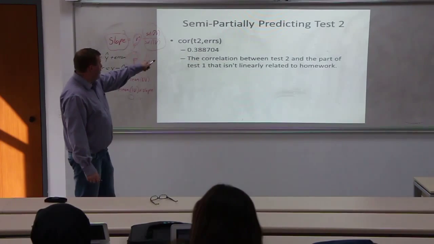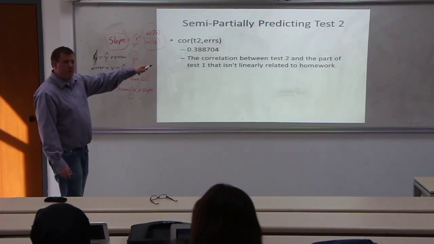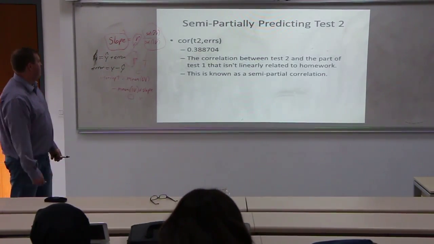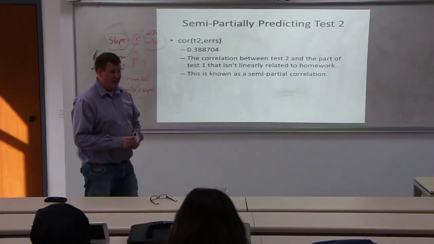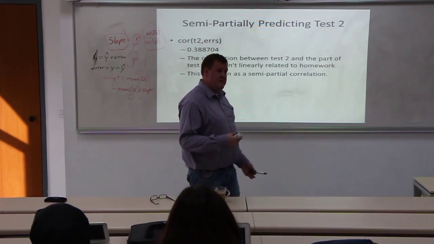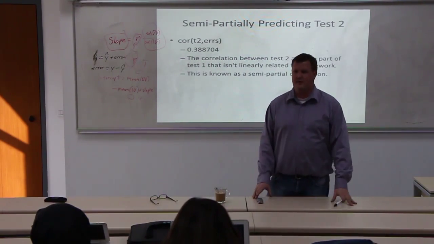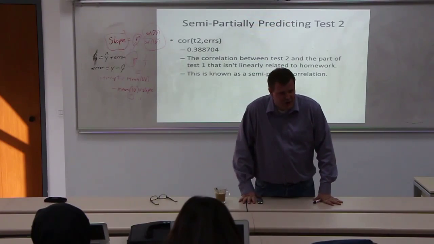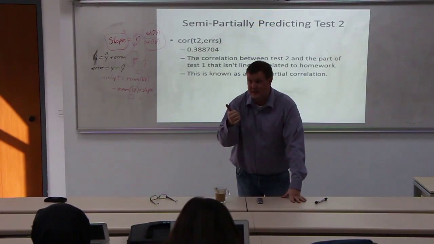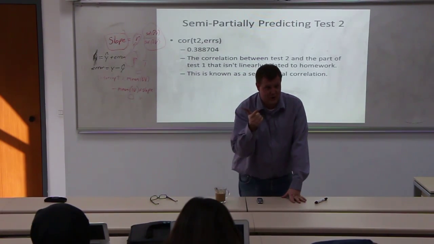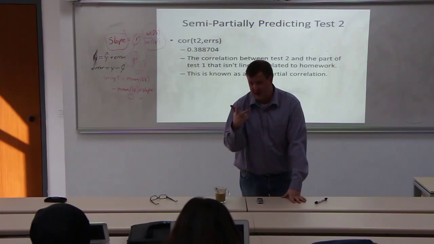Okay, so this is just the correlation between test 2 and the part of test 1 that isn't linearly related to homework. This is known as a semi-partial correlation. Thus, the semi-partial predictor. Okay, so we have correlations. We have semi-partial correlations. We're going to have something else too.